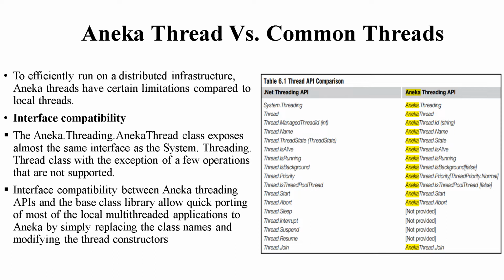The first difference is interface compatibility. The Aneka thread class exposes almost the same interface as the System.Threading.Thread class, with the exception of a few operations that are not supported. Interface compatibility between the Aneka threading API and the base class library allows quick porting of most local multi-threaded applications to Aneka by simply replacing the class names and modifying the thread constructors.